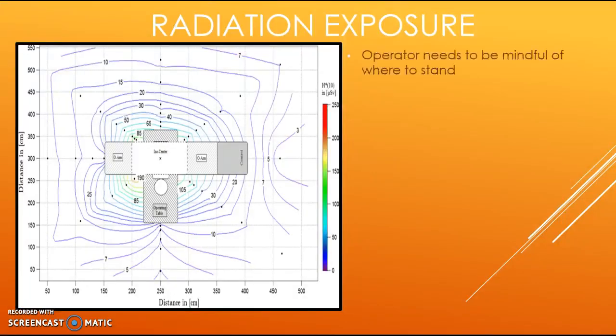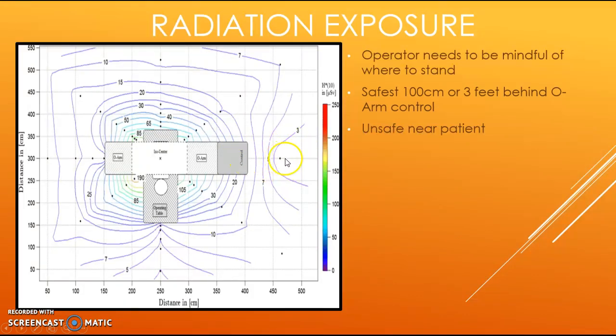So radiation exposure, you need to be mindful of where you stand. The safest area, as you can see here, the 3 is behind the O-arm control. So you want to be standing right here. The unsafest area is around the patient. This is where the numbers are the highest. So as you can tell, distance is our friend. So we really need to be standing back whenever we're using the O-arm.